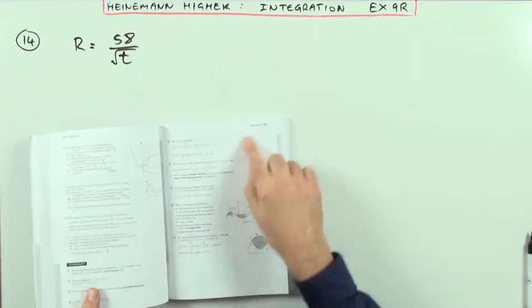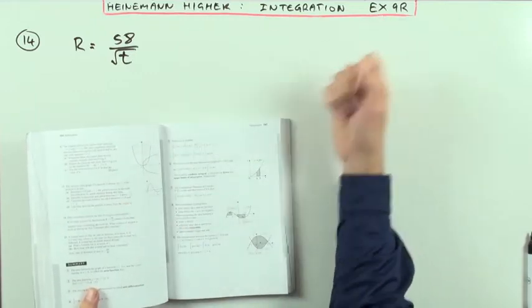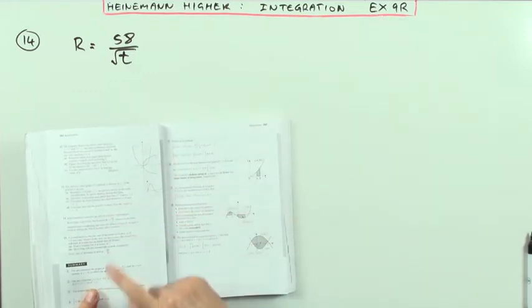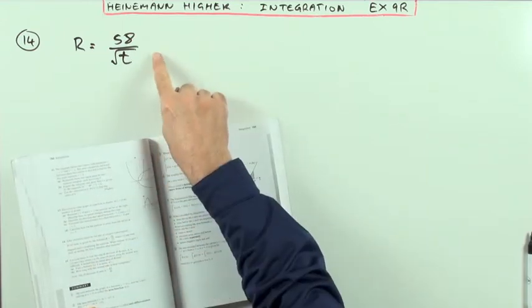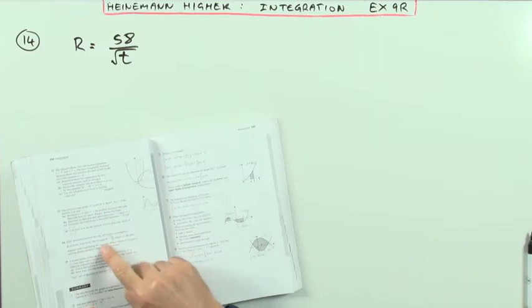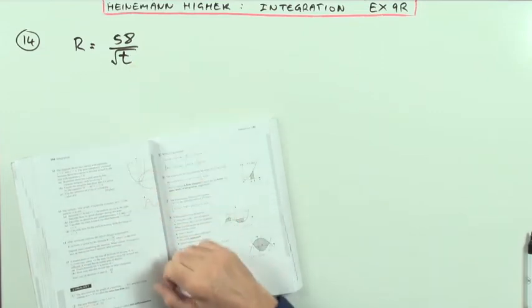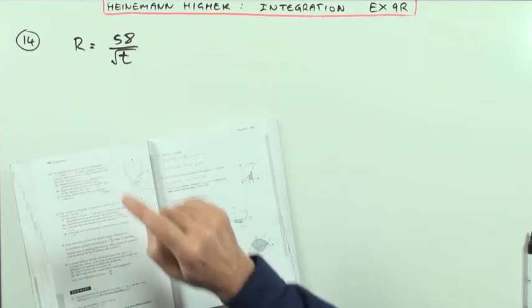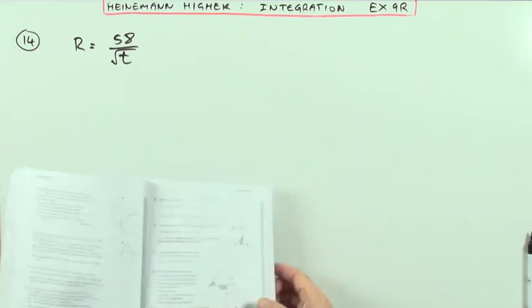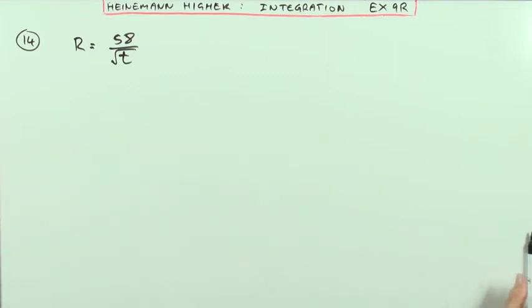Heinemann Higher, Chapter 9 on integration, mixed questions, exercise 9R at the end. Number 14, I have to state the rate of oxygen consumption, so I've got a differential equation. It's given by this formula, where t is the time in minutes, I presume, since the rate is in centimetres cubed per minute. What volume of oxygen is used during the first 5 minutes after exercise?